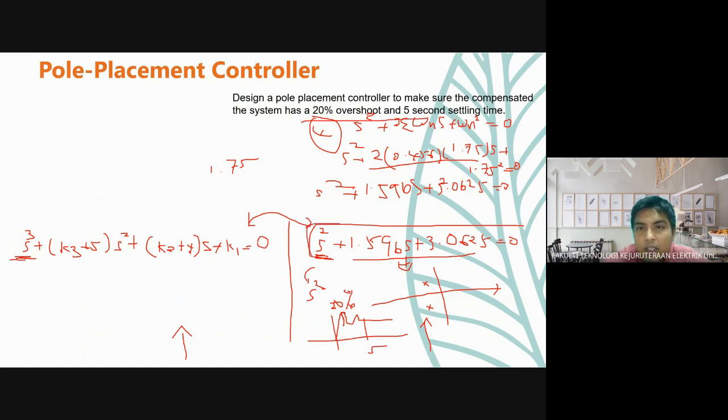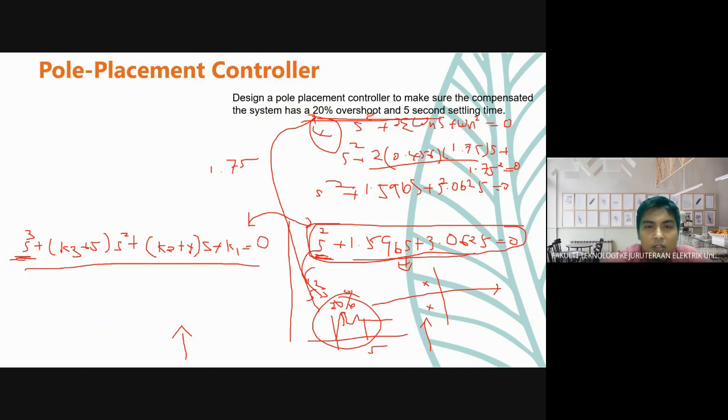If we simulate it using MATLAB, we can get this graph. Why do we get this graph? Because based on the values that we calculated before, we need to have 20% overshoot and 5 seconds settling time. So now, this is the original system. We want this original system to become like this. That's why we need to calculate the k value: what is the suitable k value to make sure this characteristic equation becomes like this characteristic equation.